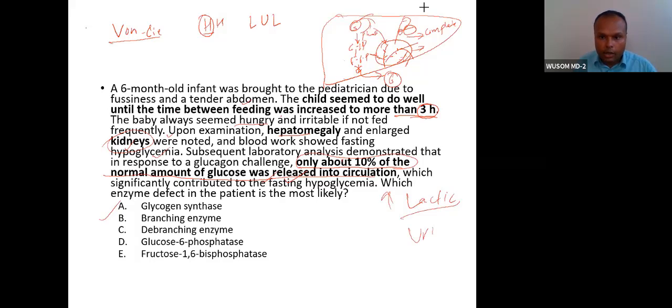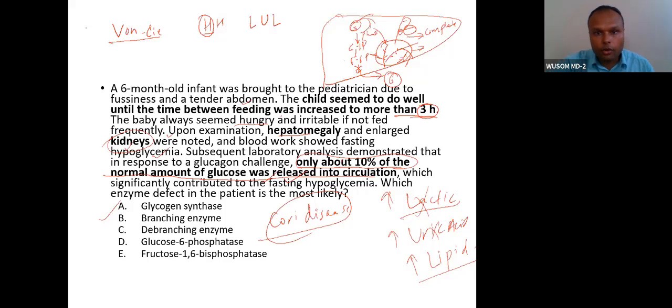You don't see high uric acid here. You don't see lactic acid, uric acid, and what else? Lipids. So that is why this is Cori disease. Did you get the difference between Cori disease and von Gierke disease?